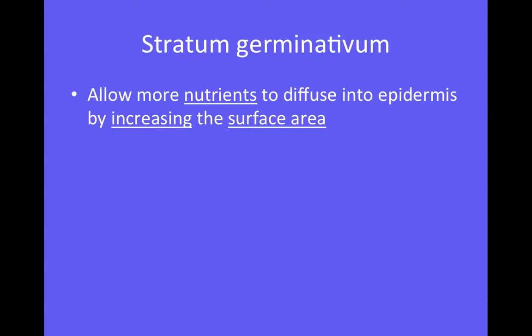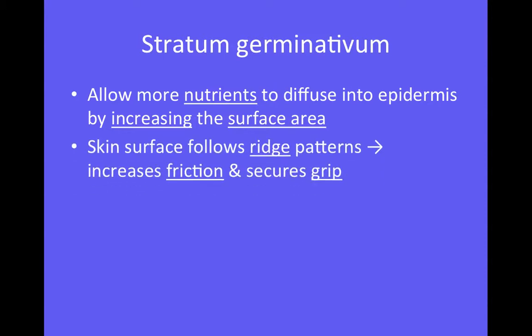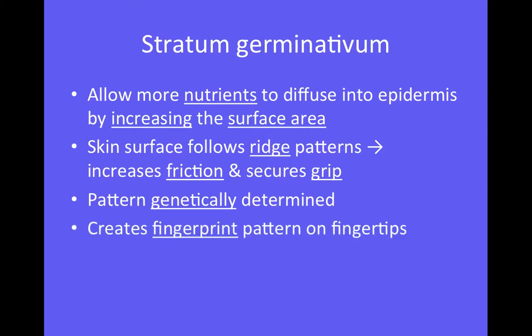This pattern of the ridges actually goes all the way up to the skin surface itself. And what that does is it increases friction and allows us to grip things in our hands. The pattern of these ridges is genetically determined, so this is what creates our fingertip pattern. So as you can see, to get rid of that is going to be very, very difficult to do.